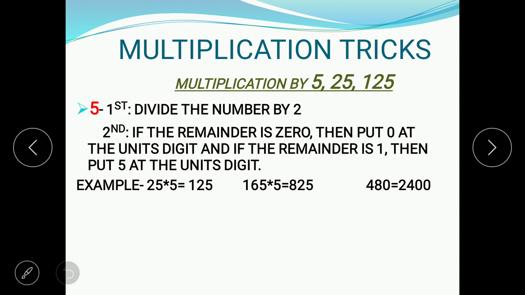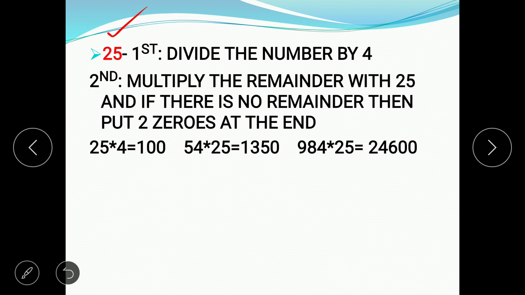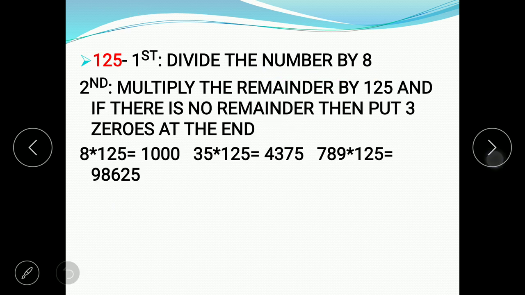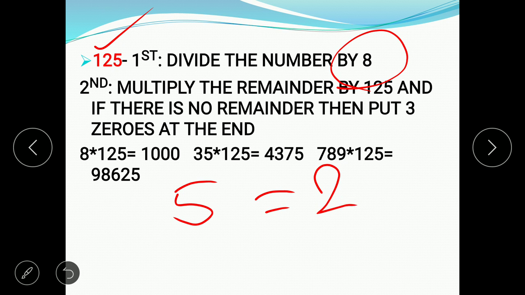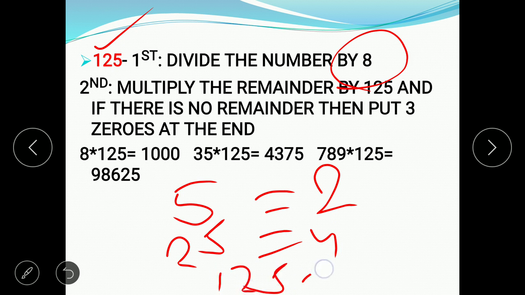Now just look at something here. When we are multiplying with 5, we are dividing the number by 2. When we are multiplying the number by 25, we are dividing the number by 4. And when we are multiplying the number by 125, we are dividing the number by 8. So when it's 5, we are dividing with 2. When it's 25, we are dividing with 4. And when it's 125, we are dividing with 8.